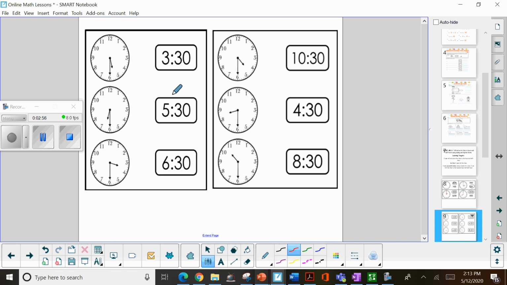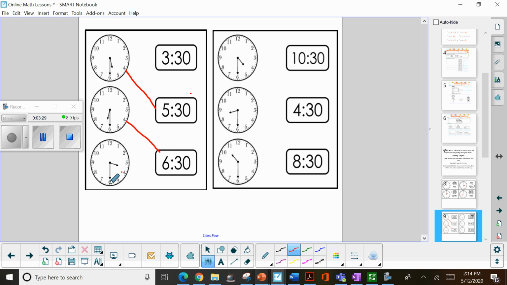So for example here, I know it's 30 and it's between 5 and 6. So this clock tells me it's 5:30. Now this one is still on the 30, but the hand is between 6 and 7, which is going to tell me this is 6:30, because it's like you're looking at the hour that is earlier.